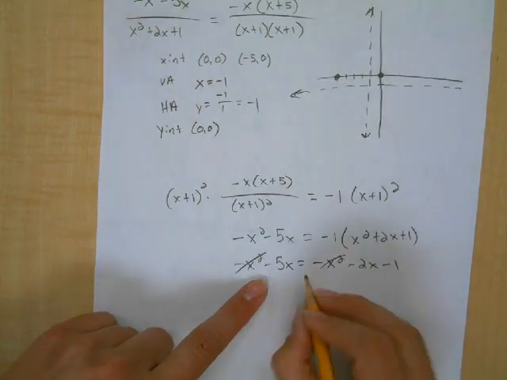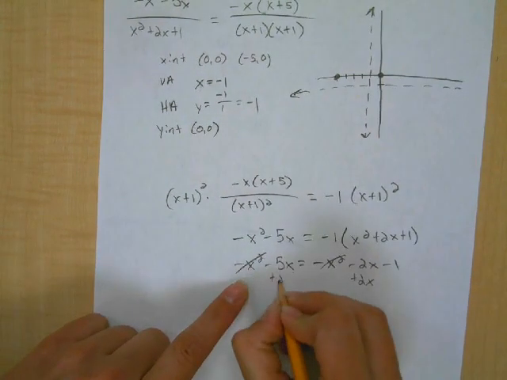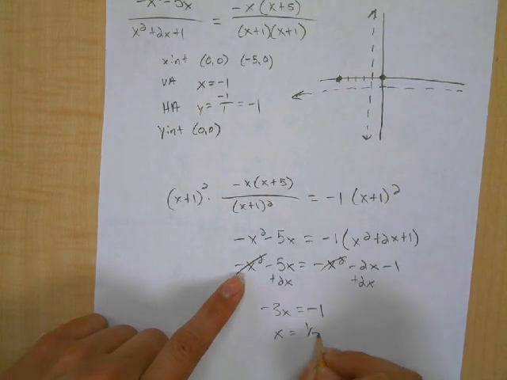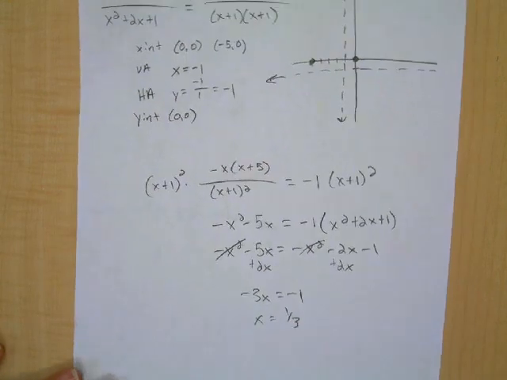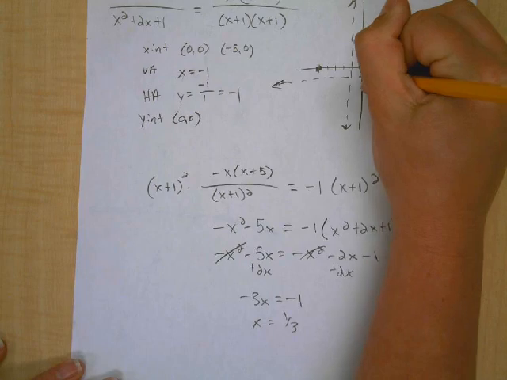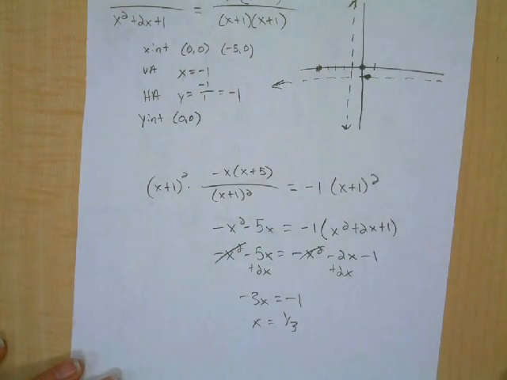Those cancel, right? Add your 2x. Negative 3x equals negative 1, so x equals positive 1/3. Right, so at x equals 1/3, it is going to cross. So if this is 1, this is 1/3. So we are going to have this thing cross on this one right there at 1/3.